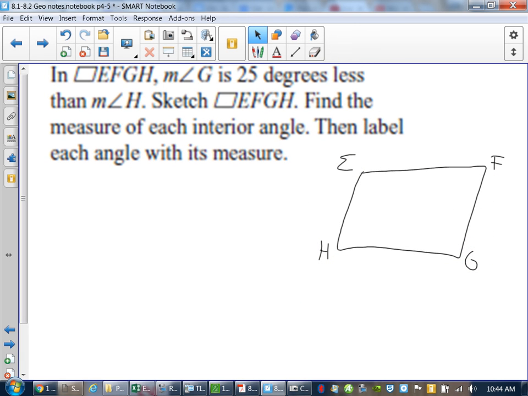So if it says that angle G is 25 degrees less than H, that means I would write it as this. I'm going to do it without the angle sign. Is that okay? G is 25 less than H. Is it 25 minus H or H minus 25? If you look at the diagram, G and H are next to each other, which means they have to add up to equal how much? 80.